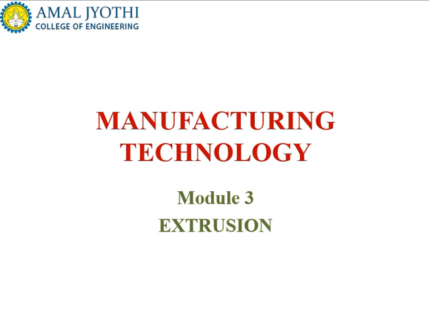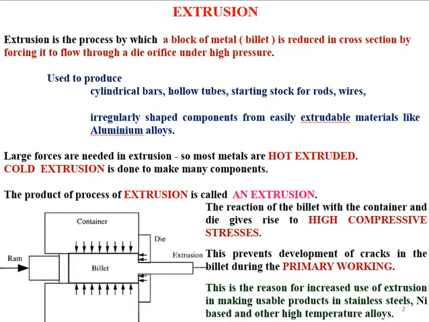So extrusion is basically a process where we convert a block of material into some other product which has a reduced cross section. And how we do that, we make the metal flow through a small opening, a small die orifice. And to make this happen, we need to apply extremely high pressure. So extrusion is a process by which a block of metal is reduced in cross section by forcing it to flow through a die orifice at high pressure.